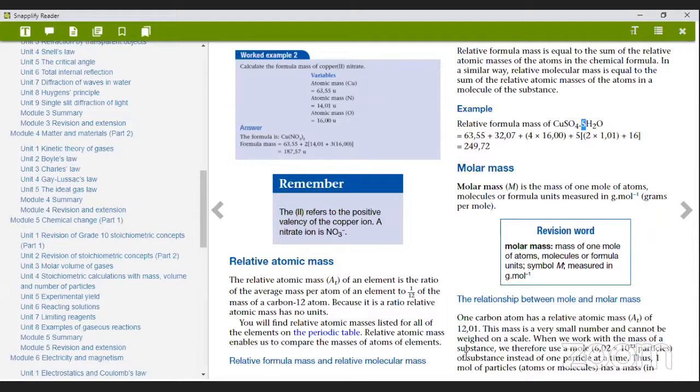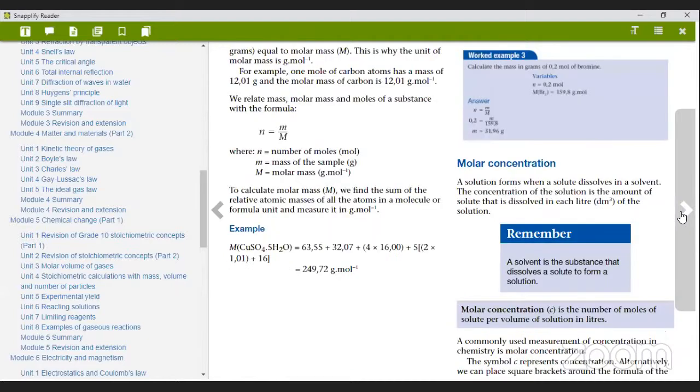When we work with mass of a substance, we therefore use mole of a substance instead of one particle at a time. Thus, 1 mole of a particle has a mass equal to molar mass. This is why the unit of molar mass is gram per mole. Okay. We relate mass, molar mass, and moles of a substance with the formula. But I just want us to go through how to understand how to calculate the molar mass of an element.